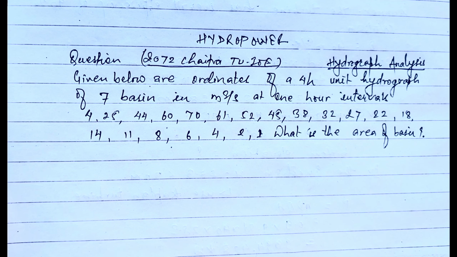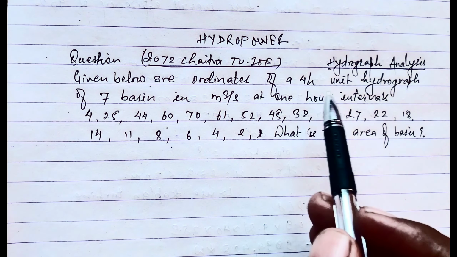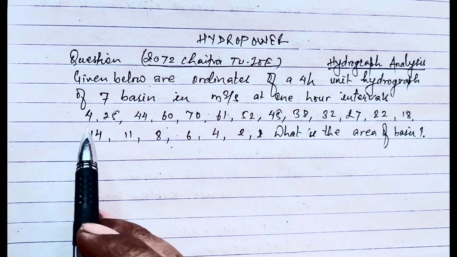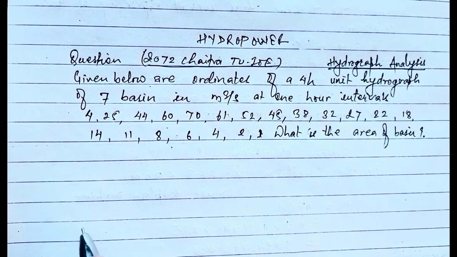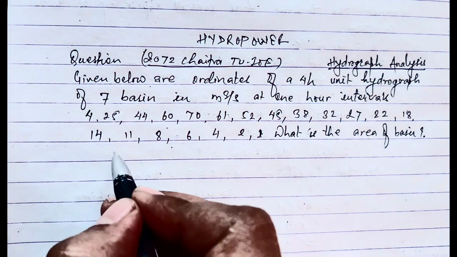Today we will solve one numerical problem related to hydrograph analysis. The given question is: given below are ordinates of a 4-hour unit hydrograph for a basin in meter cube per second, at 1-hour intervals. Data of the basin for the 4-hour unit hydrograph are given here, starting with 425. From this data we have to calculate the area of the basin. So let's start the question with the solution.